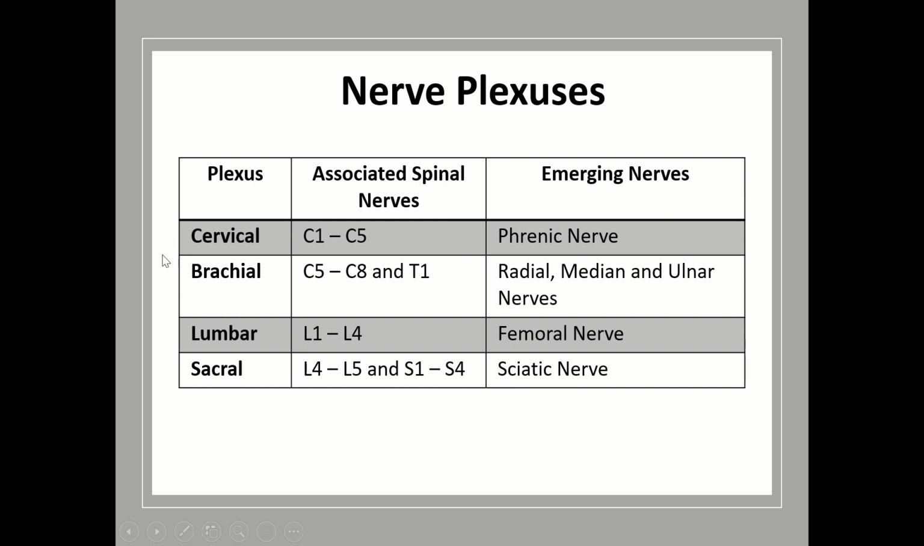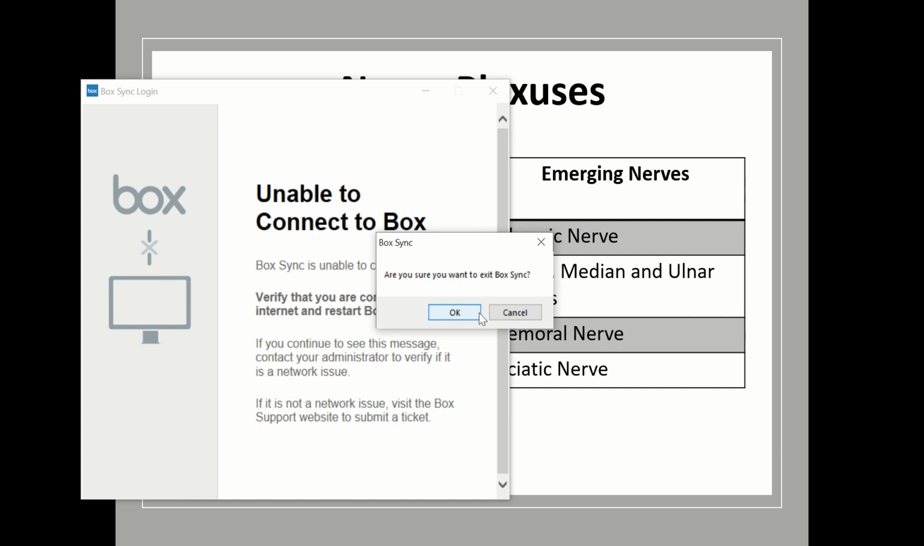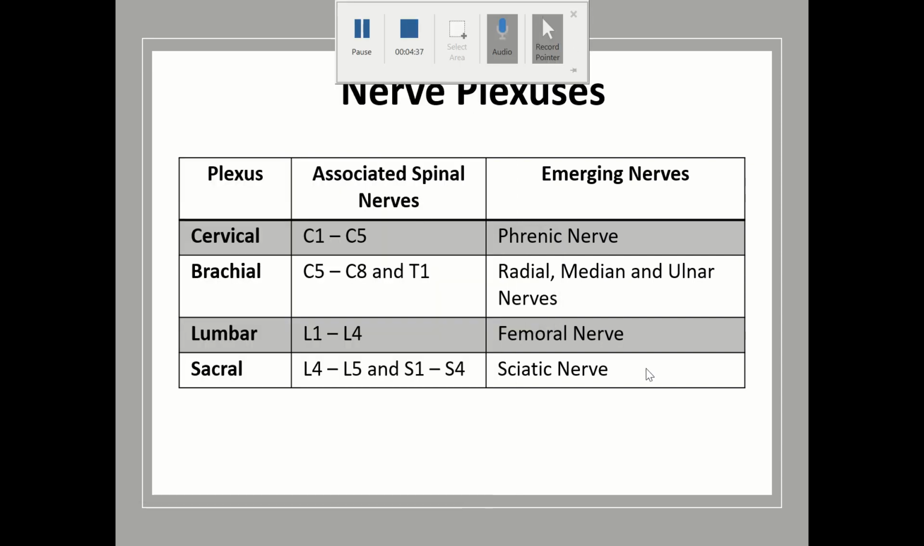As you take a look at the brachial plexus, this is comprised of spinal nerves C5 to C8, along with T1, and gives rise to emerging nerves such as the radial, median, and ulnar nerves running into the upper limbs. The lumbar plexus is comprised of associated spinal nerves L1 to L4 and gives rise to the very large femoral emerging nerve, which runs into the leg. The sacral plexus, composed of associated spinal nerves L4 to L5, along with S1 to S4, give rise to the large emerging nerve known as the sciatic nerve.